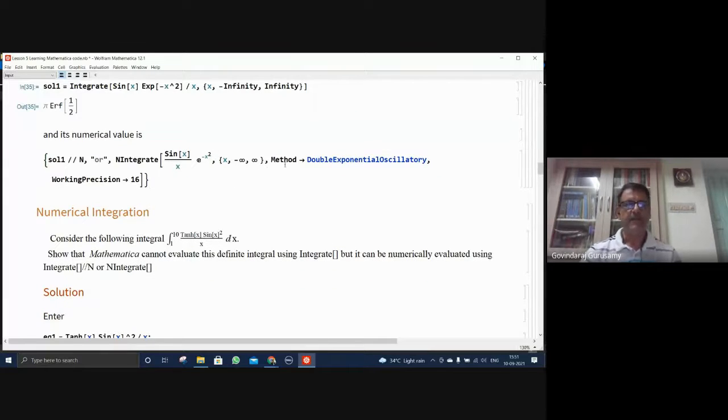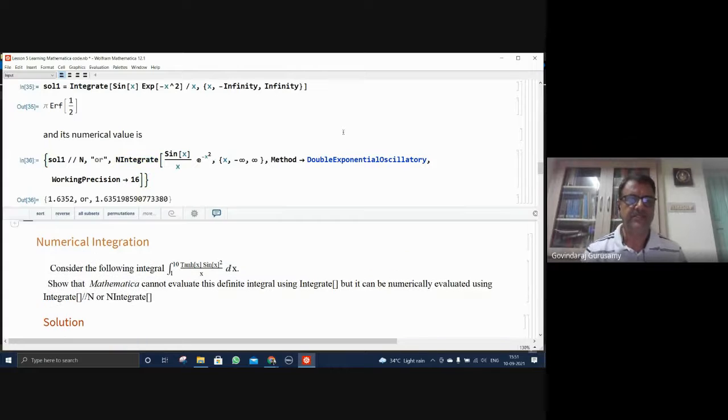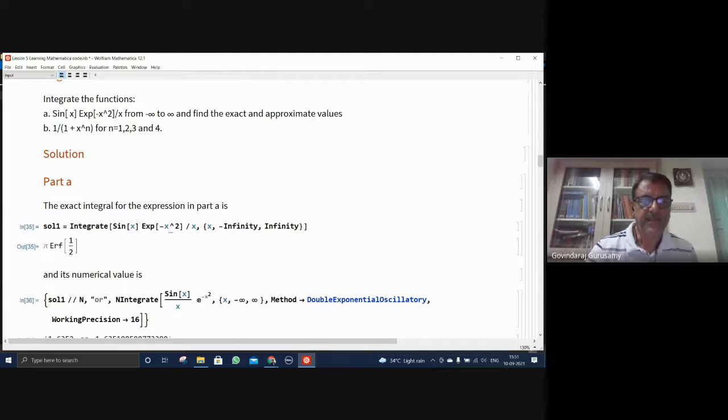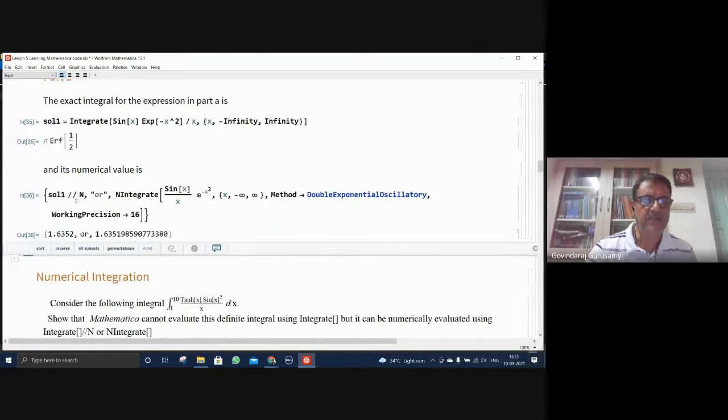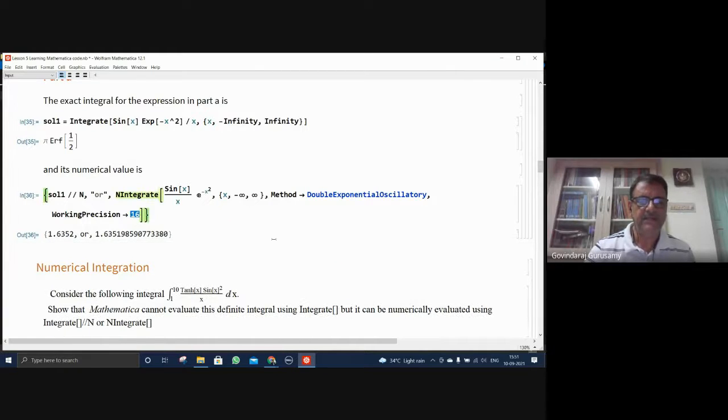Now we are using NIntegrate, numerically integrating this with the double exponential oscillatory method. Let's see what's happening. Look at the numbers, which have been obtained by integrating with an error function. Numerically, I have taken that solution 1 and done numerical integration. Then you get this result, which is one and the same. Only thing, working precision, we have given as 16 digits.